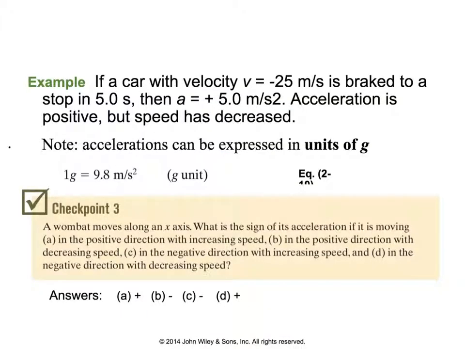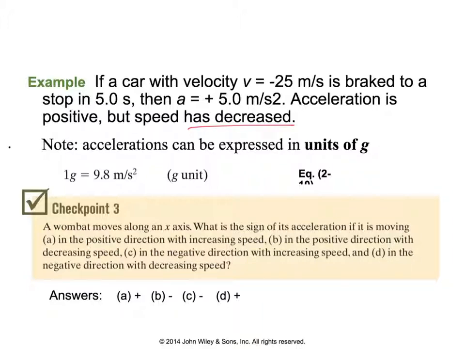Another example here is if a car with a velocity of negative 25 meters per second is braked to a stop in 5 seconds, then the acceleration is a positive 5 meters per second squared. And we get that because our change in velocity is a positive 25. We go from negative 25 to 0, and that happens in 5 seconds. And this supports our last statement in that the acceleration is positive, but the velocity is negative, so the speed is decreasing and has decreased.